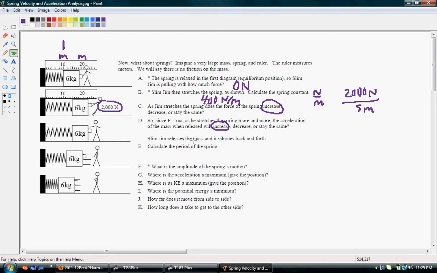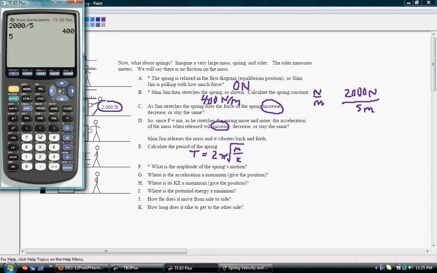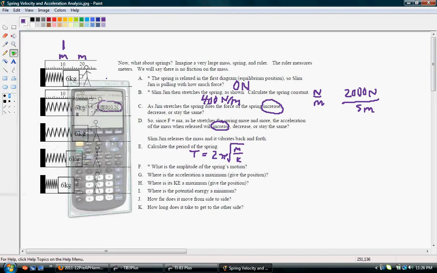Slim Jim releases the mass and it vibrates back and forth. Calculate the period of the spring. So we're going to use the formula T equals 2 pi times the square root of m over k. And we know that our mass is 6 kilograms and our spring constant is 400. So we're going to go ahead and plug that into the calculator: 2 pi times the square root of 6 over 400. And we get 0.77 seconds.